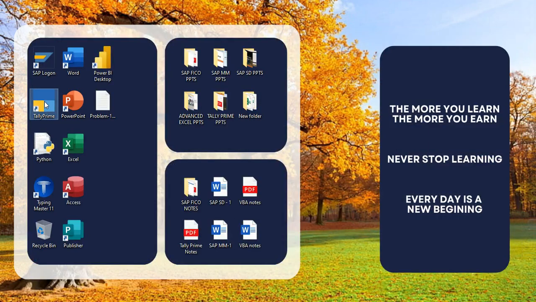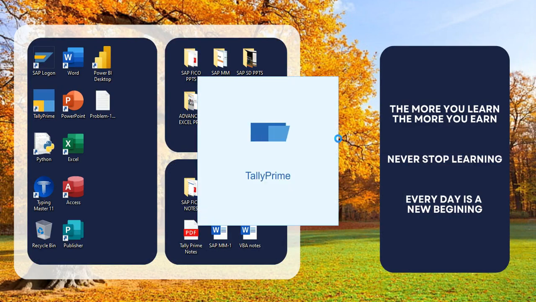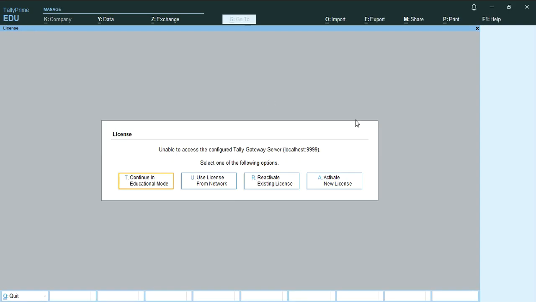So this is our Tally Prime software, educational version. You can straight away download it: go to Google and type Tally Prime download. It is free of cost, you don't need to pay. If you want the licensed version, you can search for it. You can either rent it or purchase it also. After opening the software, here we can see continue in educational mode. Press it.